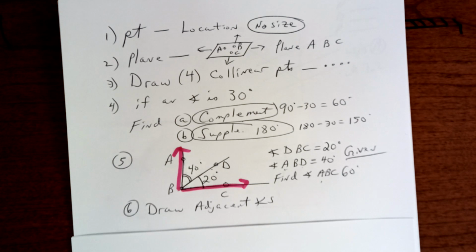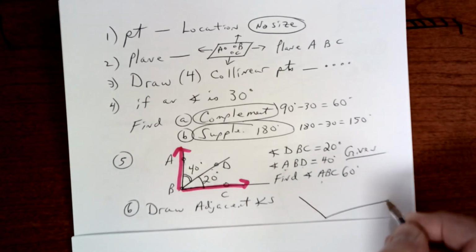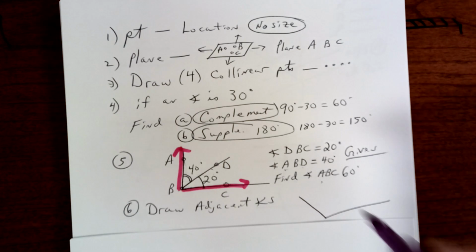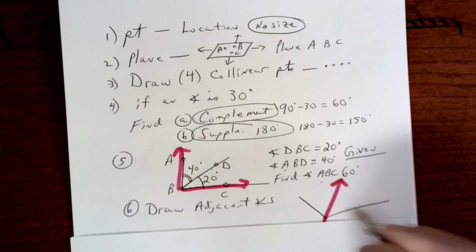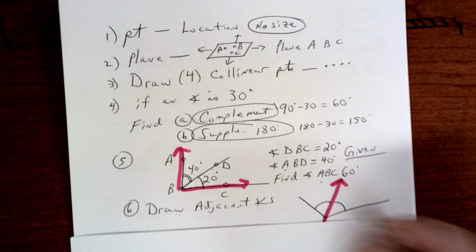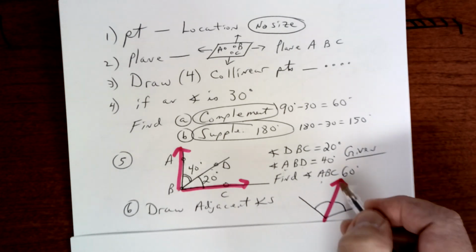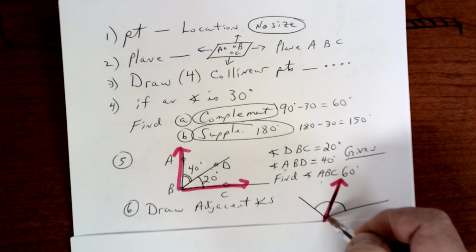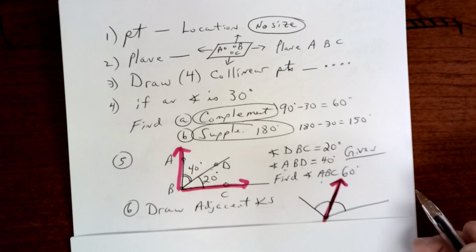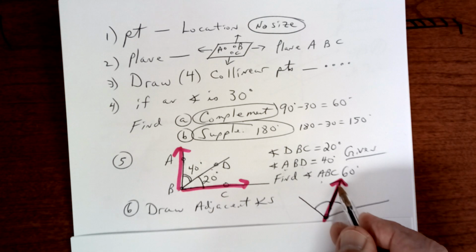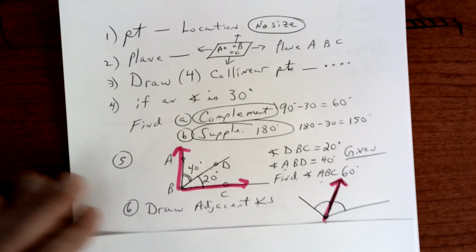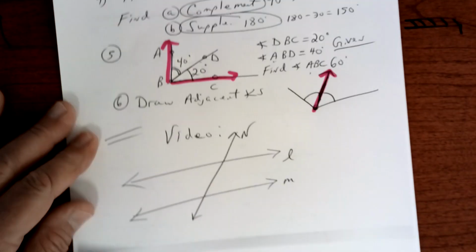Draw adjacent angles. Adjacent angles are simply angles that share a common side. So this angle here and this angle are adjacent because they both share this ray. Remember, a ray has an endpoint and goes on forever. And you can't name a ray backwards. You can name a line backwards. All right, draw this diagram.